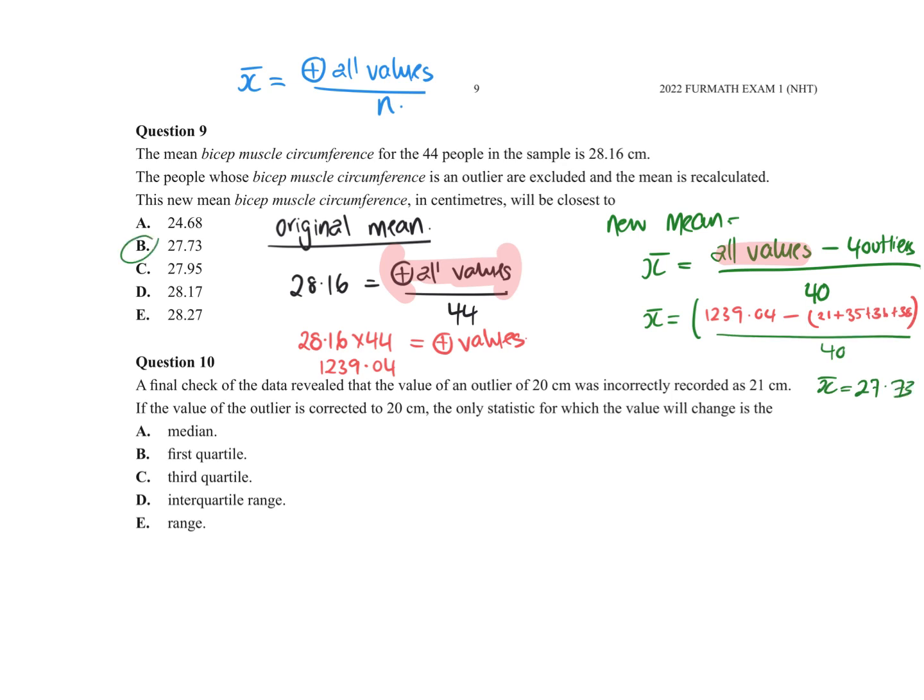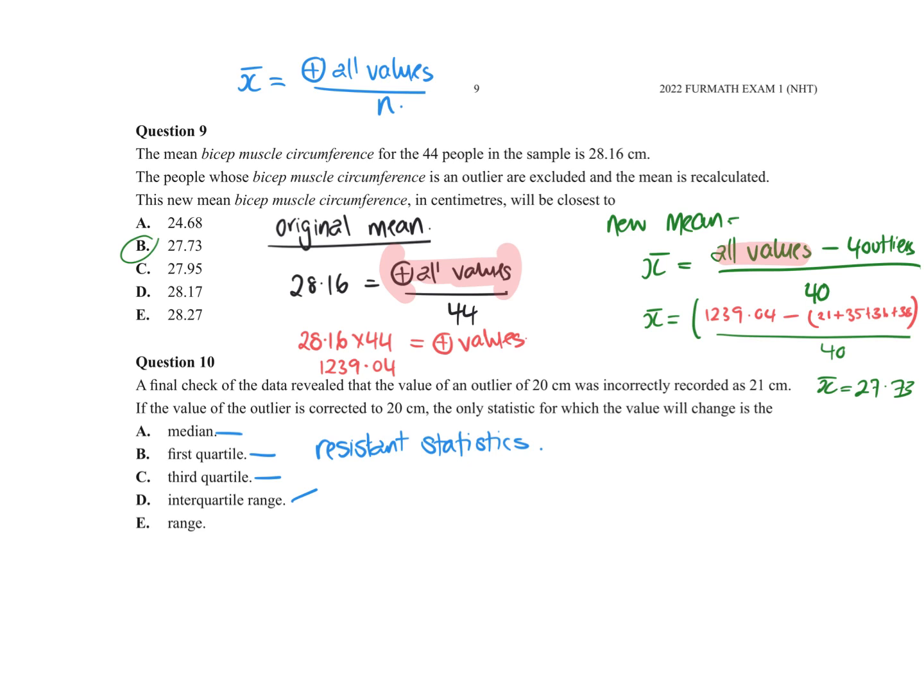The final check revealed that the value of 20 was incorrectly recorded as 21. If the value of the outlier is corrected to 20, the only statistic for which the value will change is... Now, if you remember, the median, the first quartile, the third quartile, and even the interquartile range, they are all resistant statistics, meaning they are not affected by outliers.